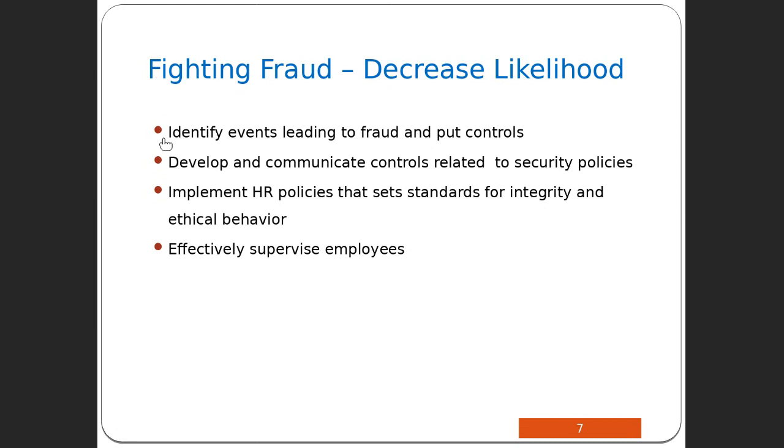First point is identify events leading to fraud and put controls. So in every company, there are points where fraud can take place, like when you're handling the cash or when you're making payments, right? Identifying those places and putting controls on them, making sure that you have video cameras, making sure the cash register is locked. These types of things are ensured. These reduce the likelihood of fraud.